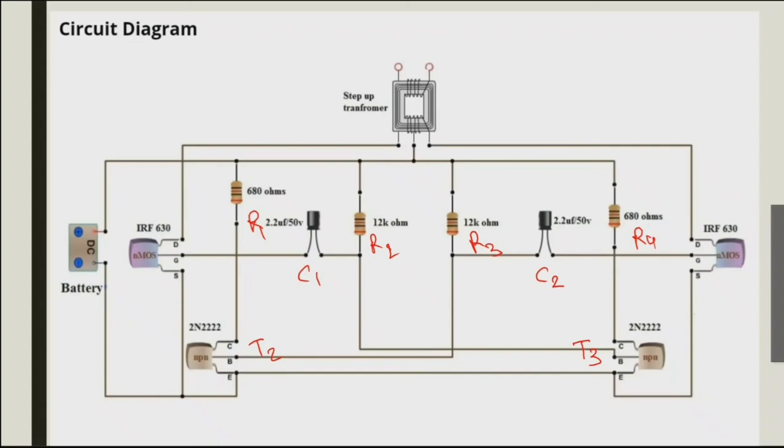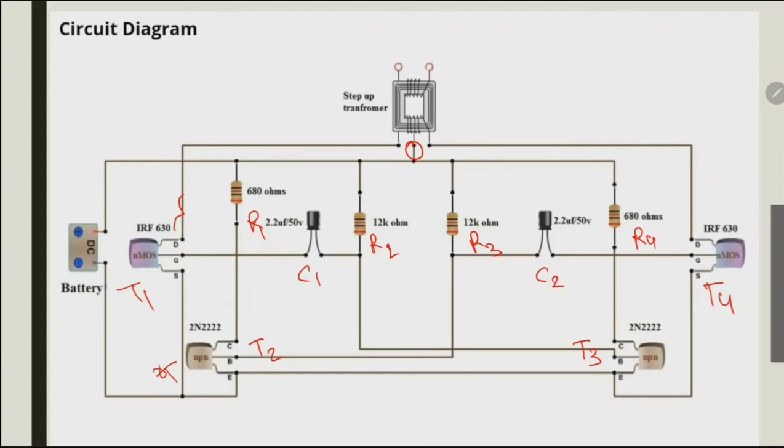So the inverting signals from the oscillator are amplified by the power MOSFETs T1 and T4. These amplified signals are given to the step-up transformer with its center tap at 12 volt DC.